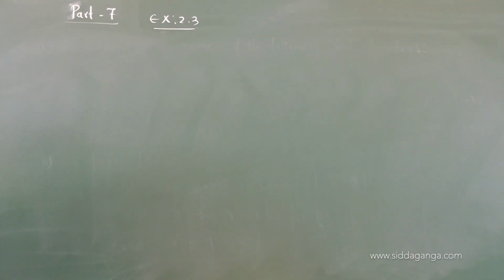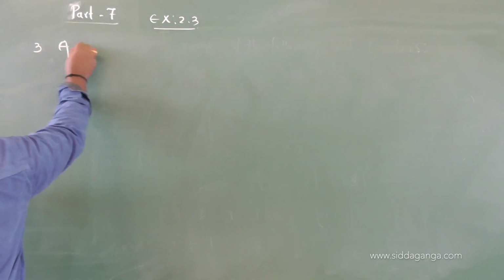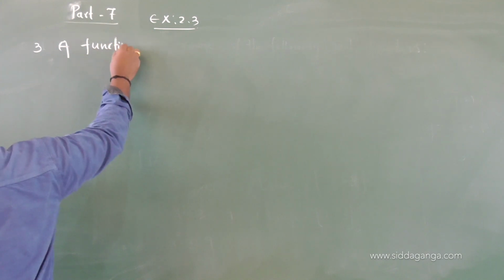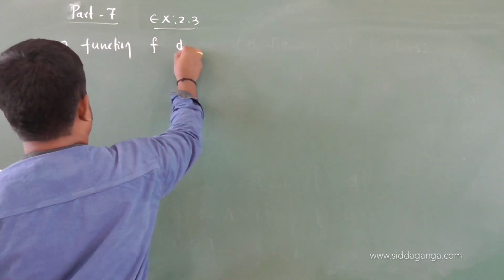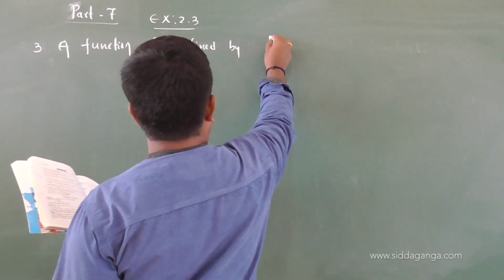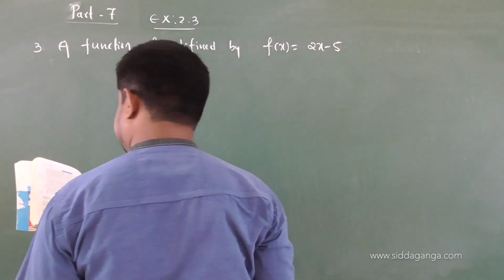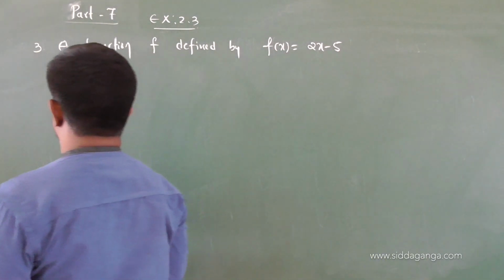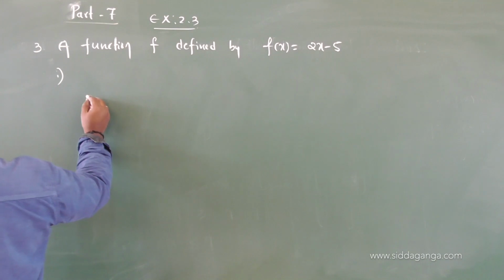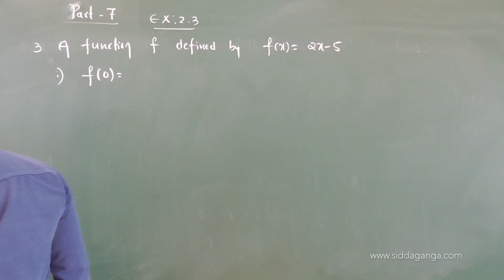Okay, question number 3. A function f defined by f of x is equal to 2x minus 5. You mean a linear function. Write down the values of f of 0.